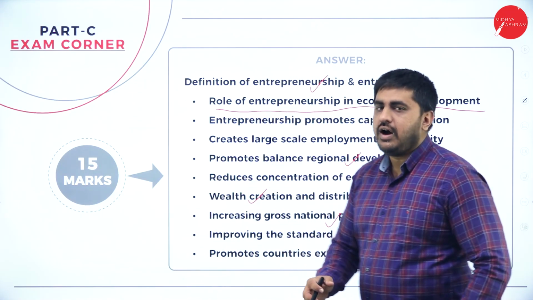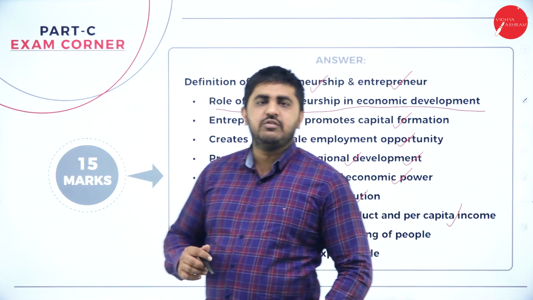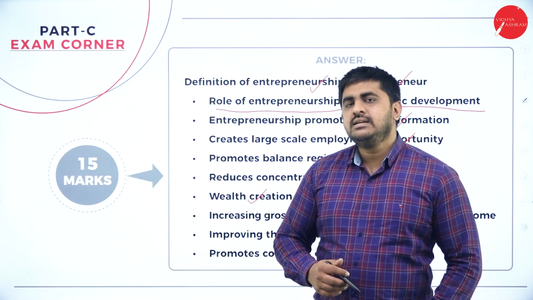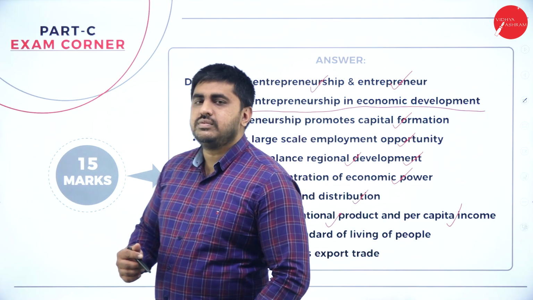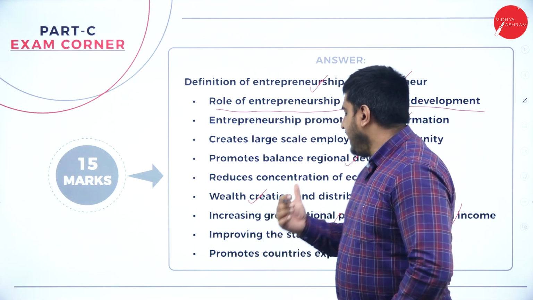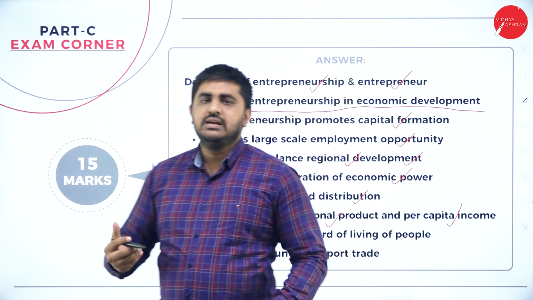Per capita income is the average income of people in a country. So how is it calculated? It is the total income of the country, all the people's income is added, and it is divided by the population. That is per capita income. So this is the criteria.